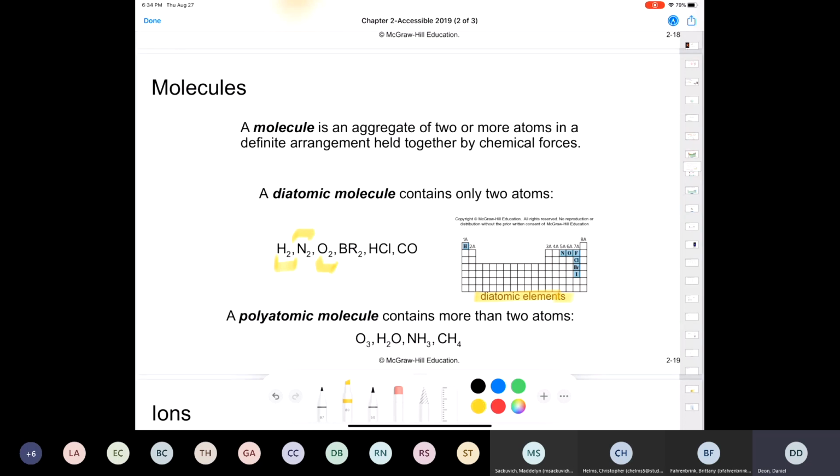There's a big mistake here. This should not be BR. Let me cross that out. It should say Br, lowercase 2. Oh, that's not listing all the diatomic molecules. Hold on. Sorry, there's a mistake here. Anyhow, hydrogen chloride and carbon monoxide, these are also molecules.